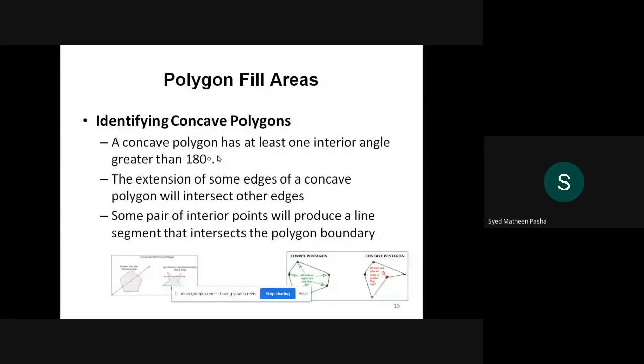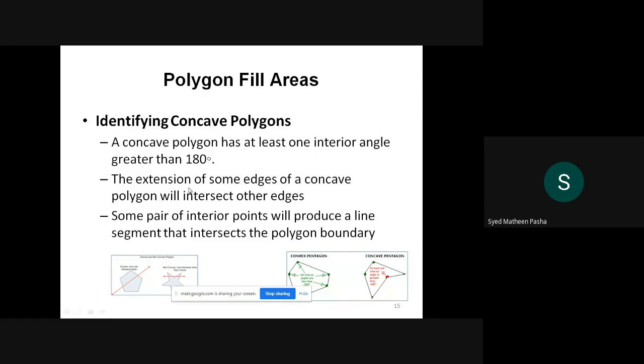Then, how to identify a concave polygon? The first condition is that for a concave polygon the interior angle is greater than 180 degrees. As the definition says, the interior angle of any polygon which has a value greater than 180 degrees is called a concave polygon. The first identification point is that if the angle inside the polygon is greater than 180 degrees, I can tell that it is a concave polygon.